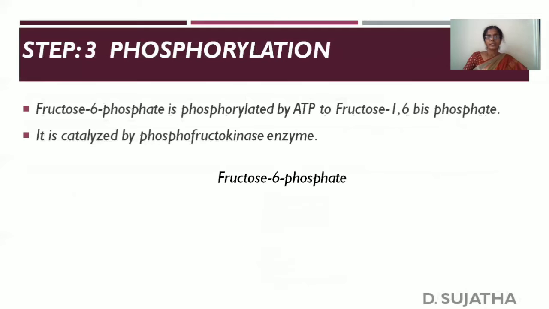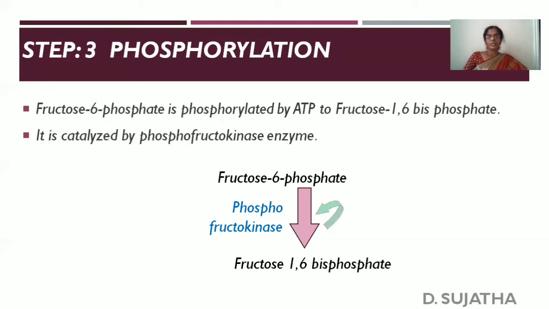Next, the third reaction in glycolysis is phosphorylation, again taking phosphate. Here also the phosphate donor is ATP. The fructose 6-phosphate takes the phosphate group from the ATP in the presence of the enzyme phosphofructokinase and converts into fructose 1,6-bisphosphate.